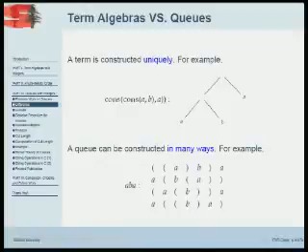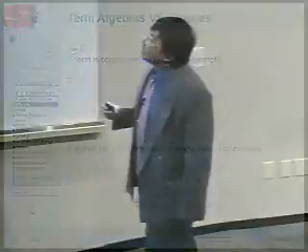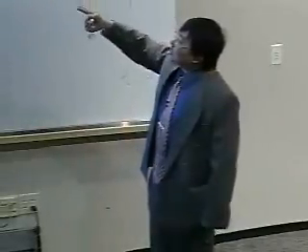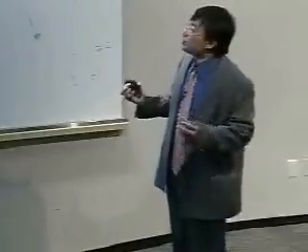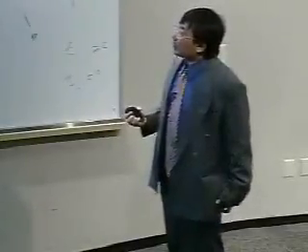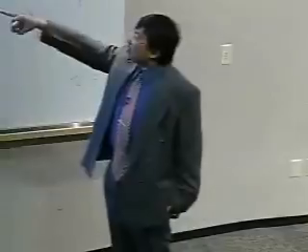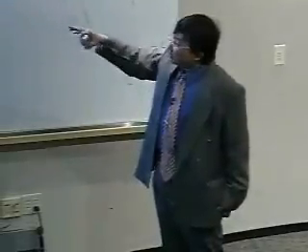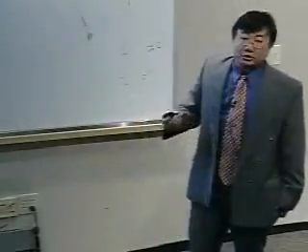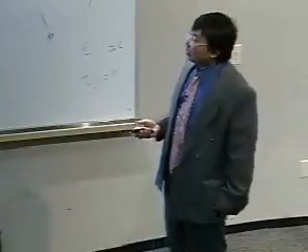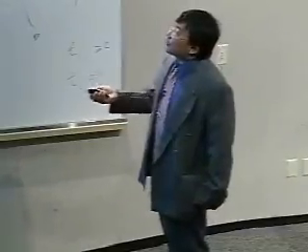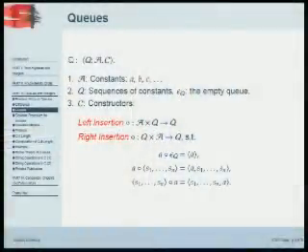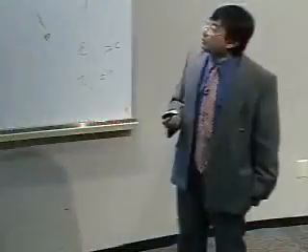So here is the fundamental difference between term algebras and queues. In a term algebra, a term is constructed uniquely, because we are talking about trees, and the tree structure must be unique. But a queue with ABA can be constructed in many ways. So we can either add A first or add B first, and so on. So this is a fundamental difference between the two structures, and they require a new treatment of the normalization procedure.